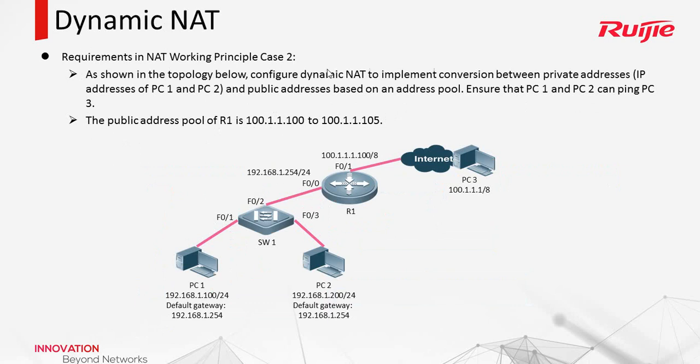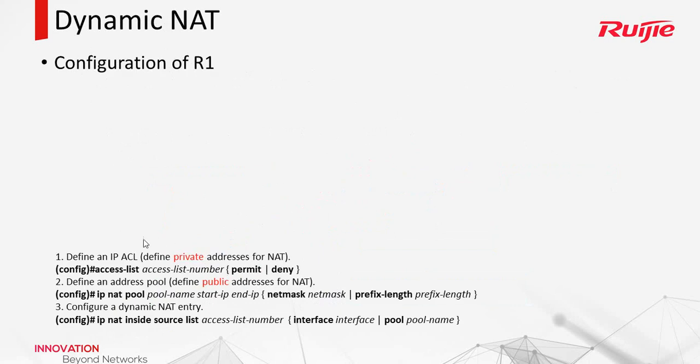Now let us learn case 2. In this case, we have a public pool from 100 to 105. We have 5 public IP addresses. This time, please follow these steps. First, we need to configure an ACL. We learned it in the last course. And then ip nat pool, the public IP address pool, and enable the NAT entry.